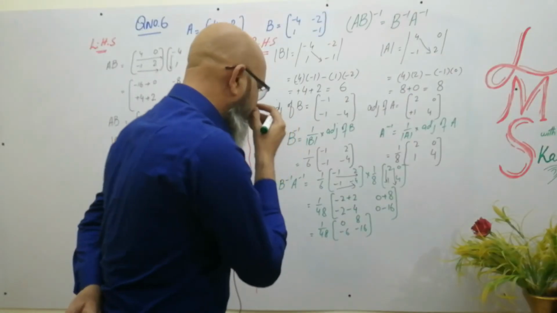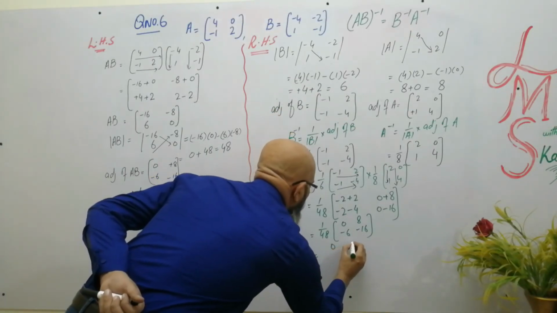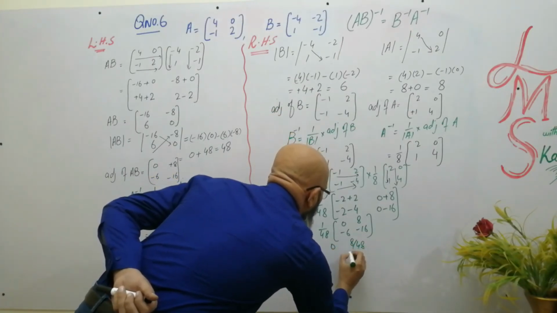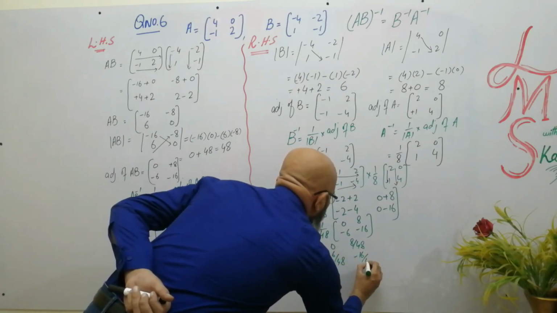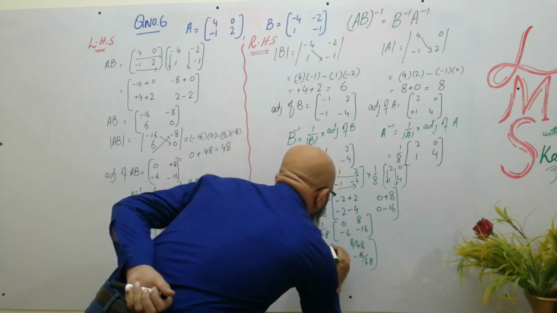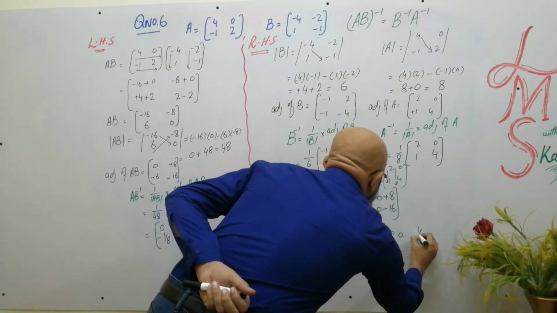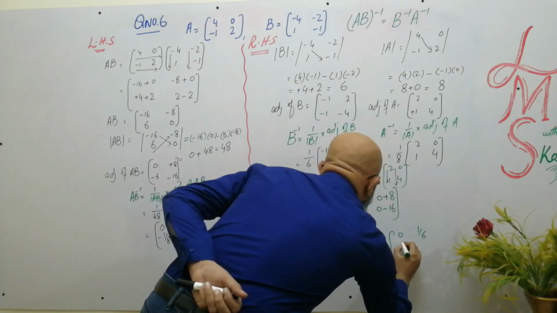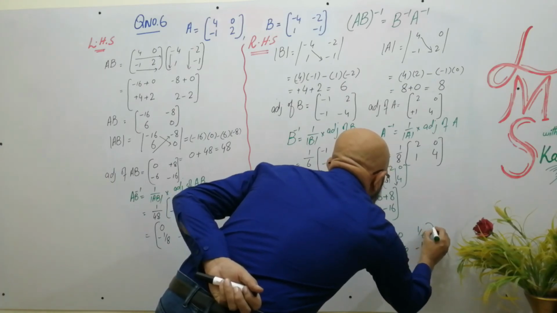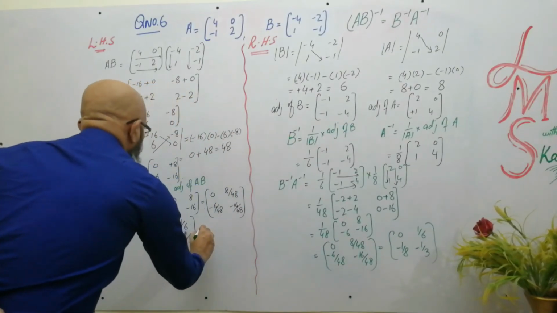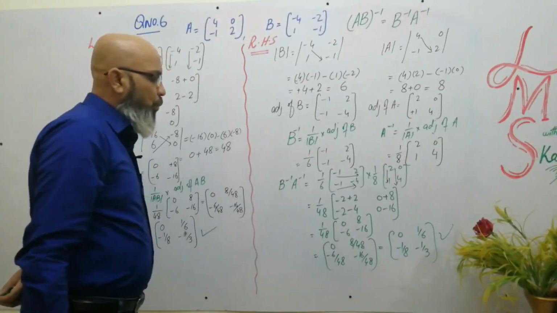So when we multiply it with these values, we will get 0, 8 over 48, minus 6 over 48, minus 16 over 48. So we will get 0, 1 over 6, minus 1 over 8 and minus 1 over 3. So these both answers are same, hence this property is proved.